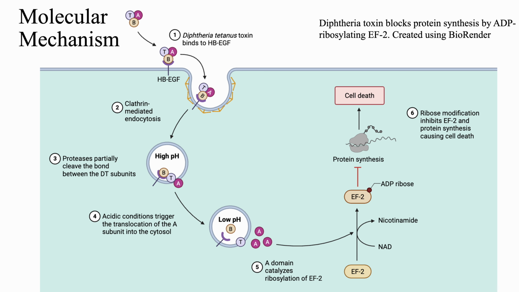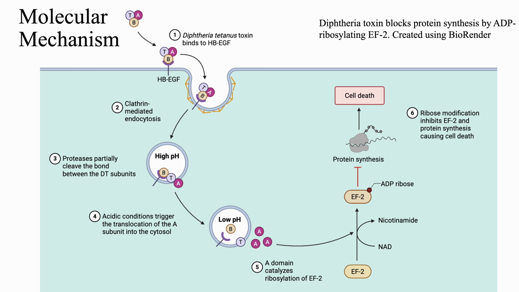Now, what's the actual mechanism here? Well, it begins when the diphtheria toxin binds to the HB-EGF precursor receptor at the host cell surface, seen in step 1. After binding, the toxin enters the cell by receptor-mediated endocytosis, in this clathrin-coated pit. Inside the endosome, the pH drops, and proteases partially cleave the bond between the different subunits, and these acidic conditions trigger a conformational change in the toxin.